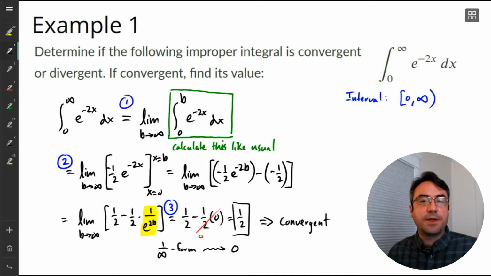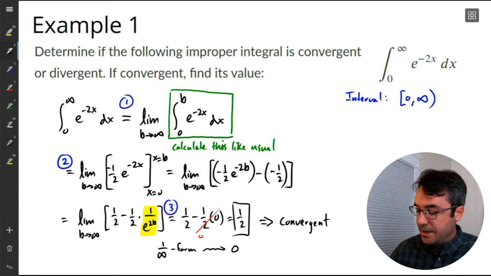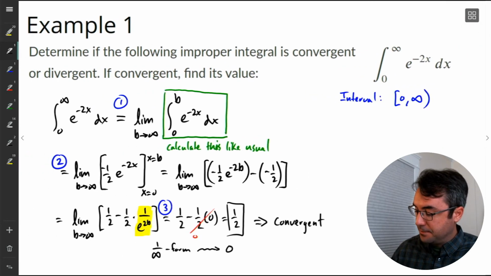So that's kind of what we're thinking in our head. When we have this fraction where the denominator is getting really large, well then the whole fraction is getting closer and closer to 0. All right, so that's the general process. Let's just see what we did here in terms of calculating an area.